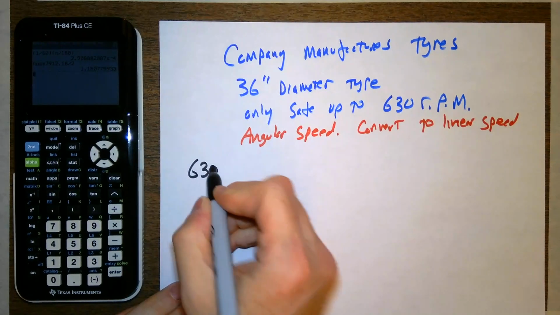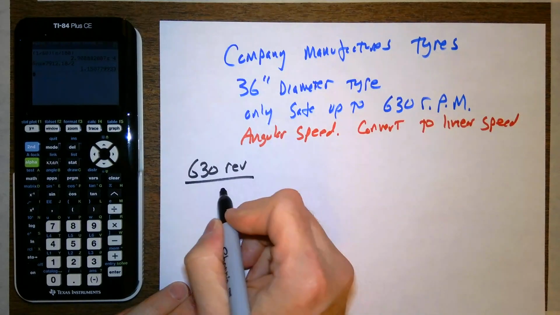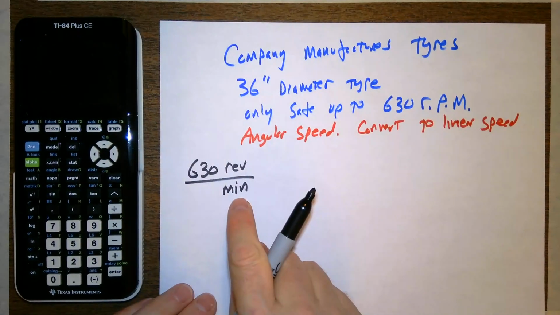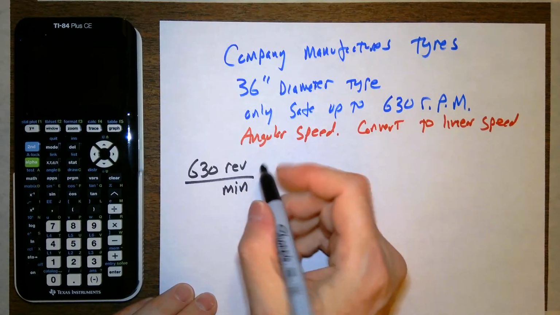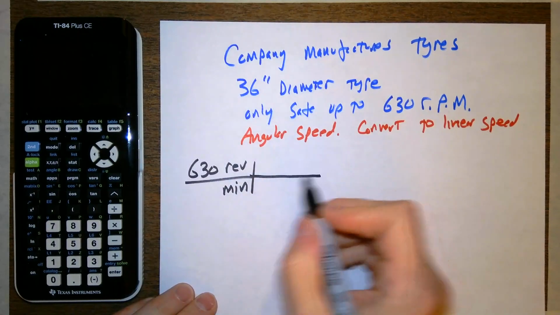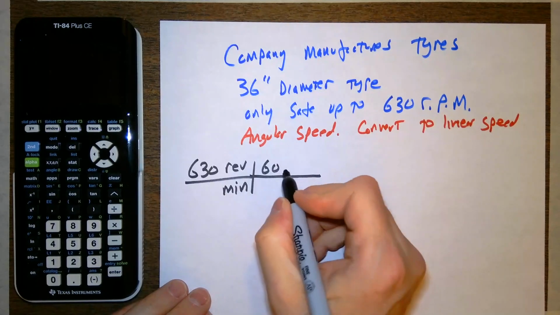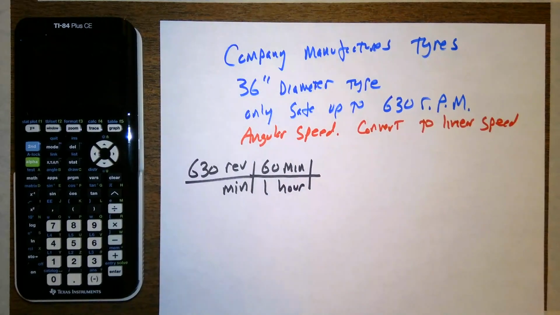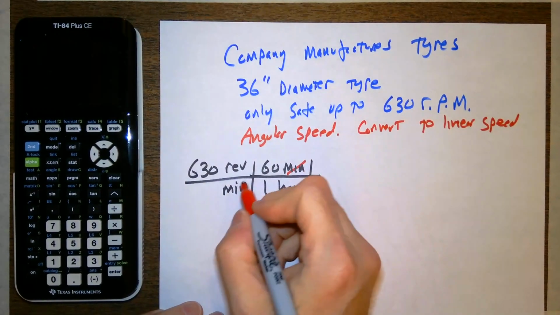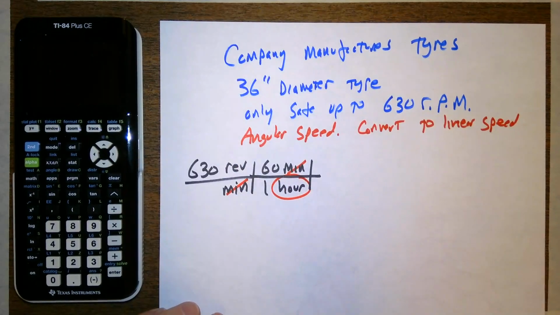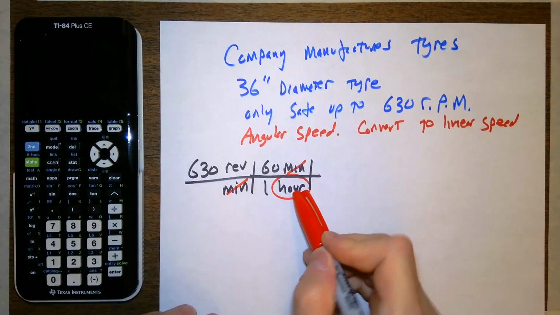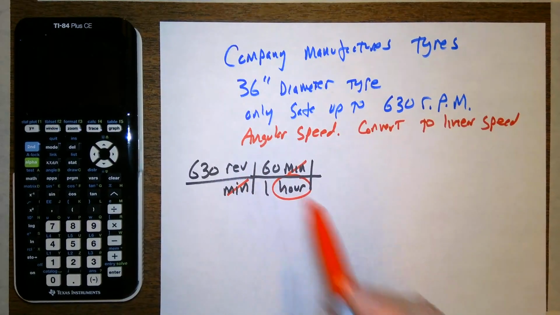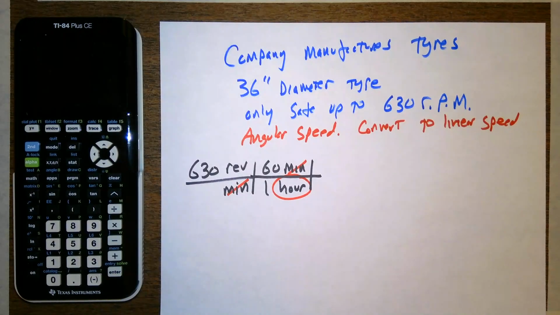So I've got 630 revolutions per minute. I'm going to multiply by a whole bunch of unit conversions to change it. First thing I want to do is change minutes to hours. So my first rate I'm going to multiply by is, I know that there are 60 minutes in 1 hour. So what's going to happen after this conversion? I'm going to have revolutions per hour. Well, I've got the right time unit, hours, but I need to convert revolutions to miles. So as I take a look at this, what's going to be my first conversion?